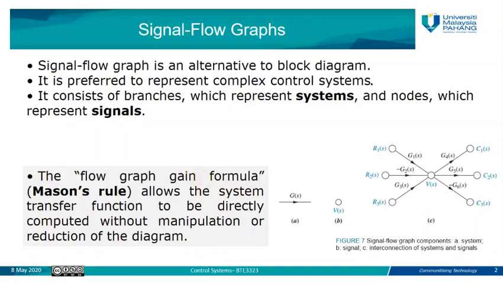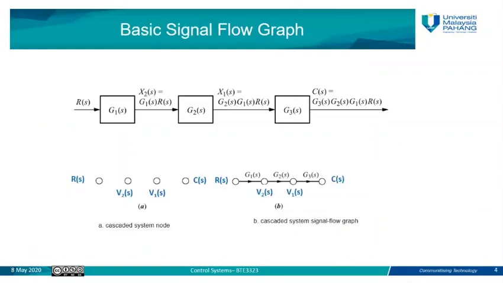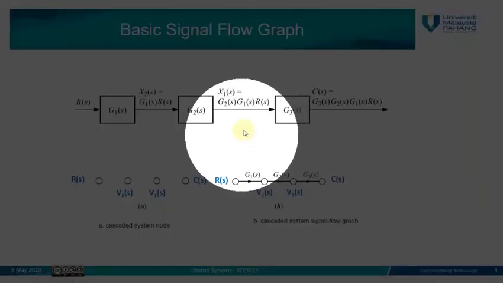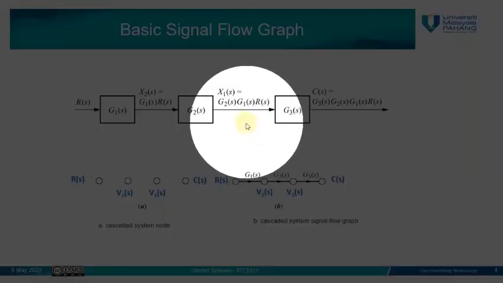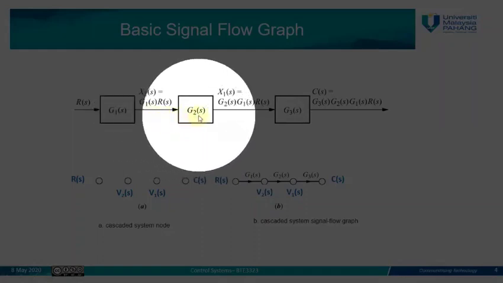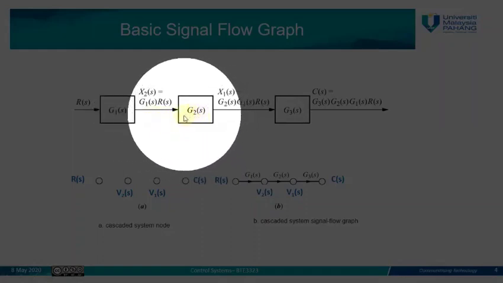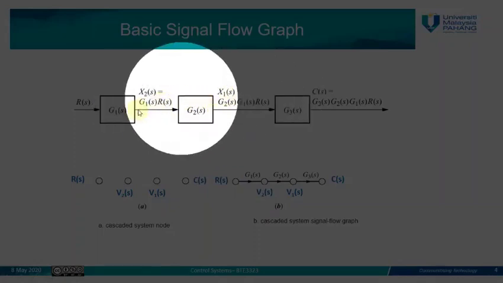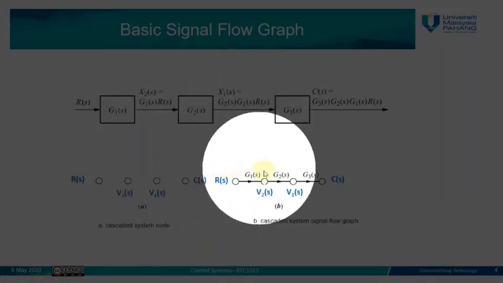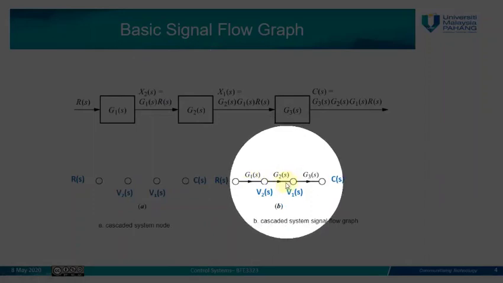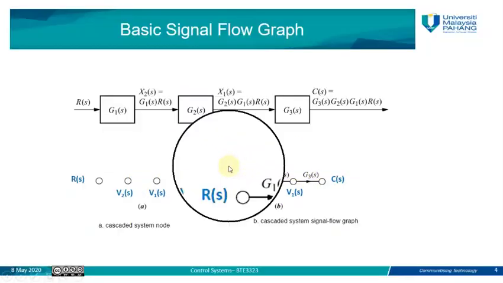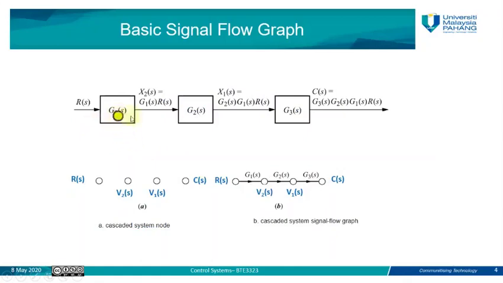Before we go to learn how we are going to apply Mason's rule, we will learn some of the concepts of signal flow graph. Previously we mentioned the topology of the block diagrams, and we said we have the cascade topology, the parallel topology, and the feedback topology. So how can we convert these topologies from block diagram form into signal flow graph? For example, in this block diagram, we have 3 subsystems, G1, G2, G3. We have an input signal R(s) and an output signal C(s).